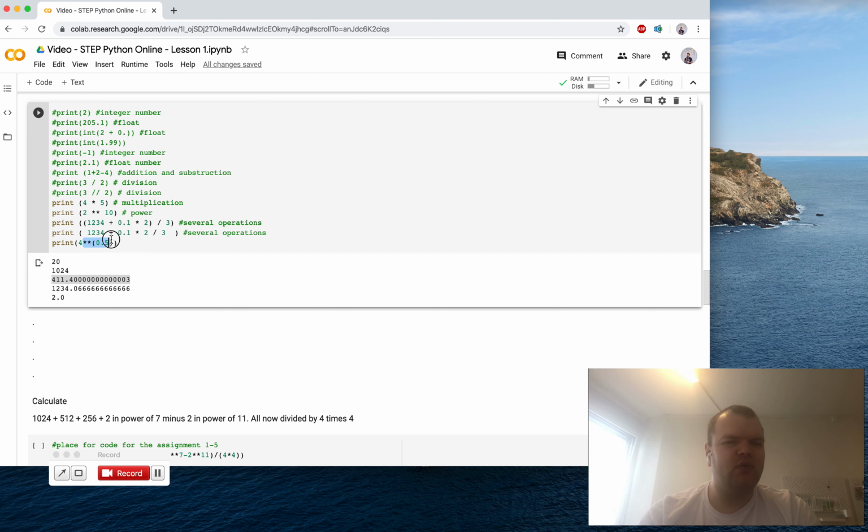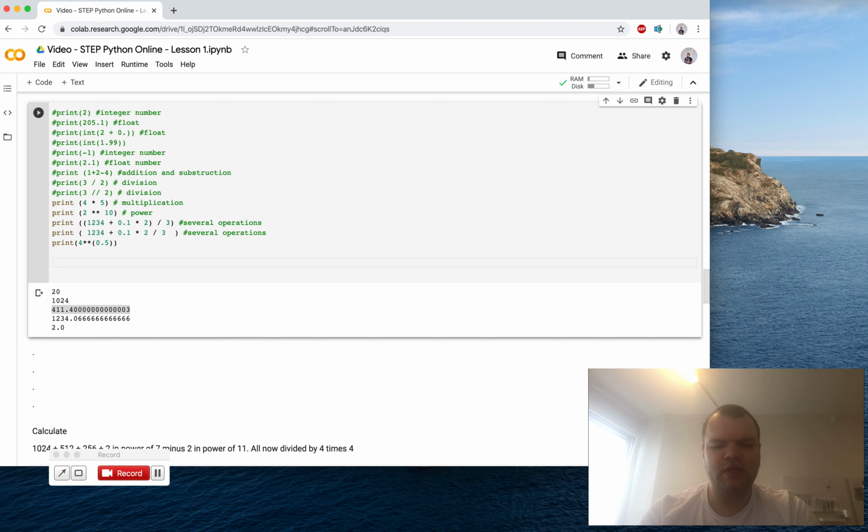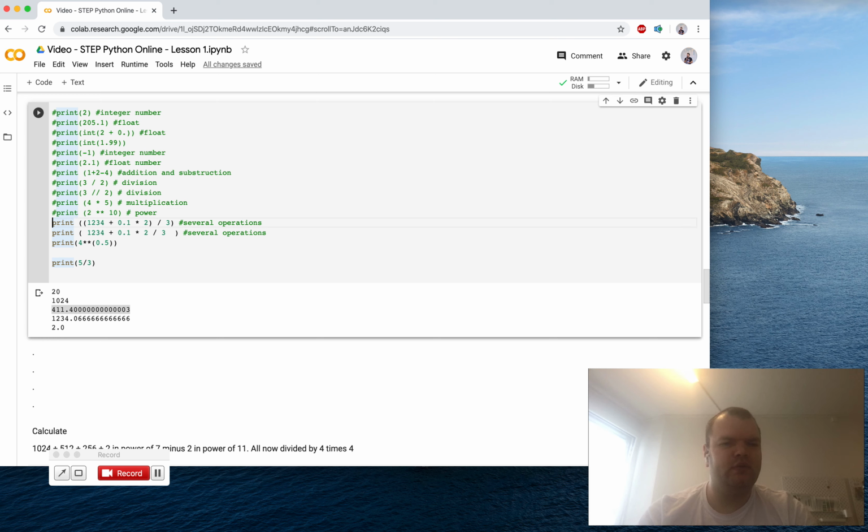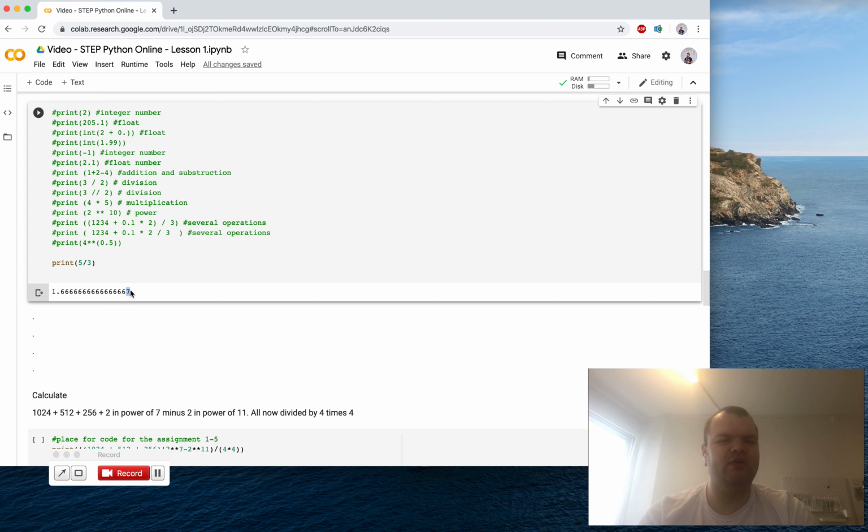We can also make a power inside unusual numbers, and something that you will have during the homework in case you would like to find out the remainder of a division. So for example, 5 divided by 3 will give us 1.66 and so on until the last symbol will be rounded to 7. But in case you will use this percent symbol, it will give us 2.